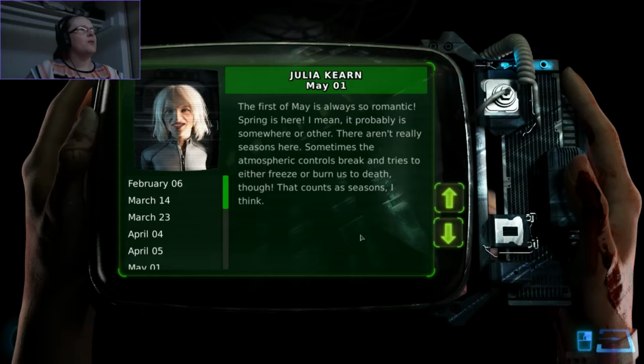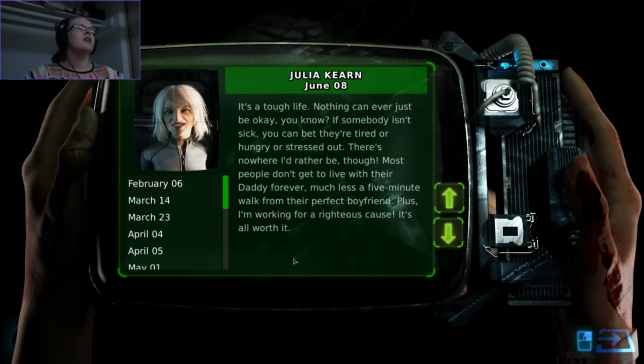The 1st of May is always so romantic. Spring is here. I mean, it's probably just somewhere. It probably is somewhere or other. There aren't really seasons here. Sometimes the atmospheric controls break and try to either freeze or burn us to death, though. That counts as seasons, I think. It's a tough life. Nothing can ever just be okay, you know? If somebody isn't sick, you can bet they're tired or hungry or stressed out. There's nowhere I'd rather be, though. Most people don't get to live with their daddy forever, much less a 5-minute walk from their perfect boyfriend. Plus, I'm working for a righteous cause. It's all worth it.